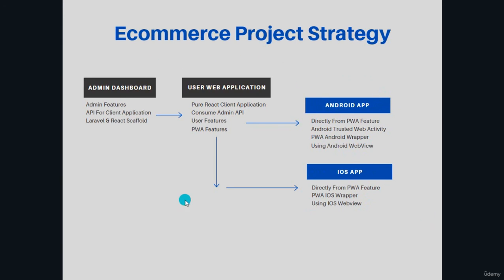So that will actually be 3 projects. So friend, we can develop this type of interactive project using the PWA features. Okay, so that will be very interactive. So there will be one admin dashboard, and that is our client web application, our web version, and also we'll develop another Android app, and also the iOS app.